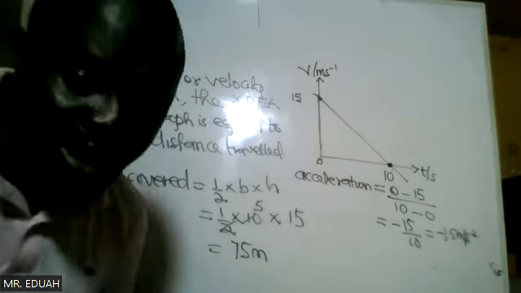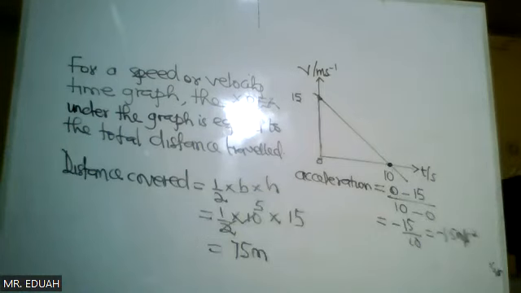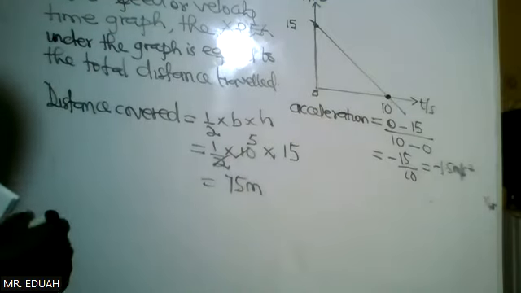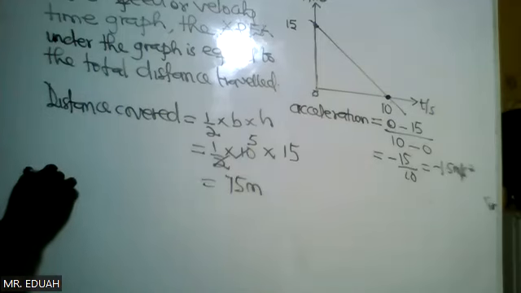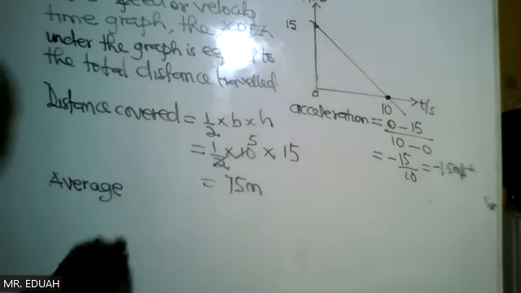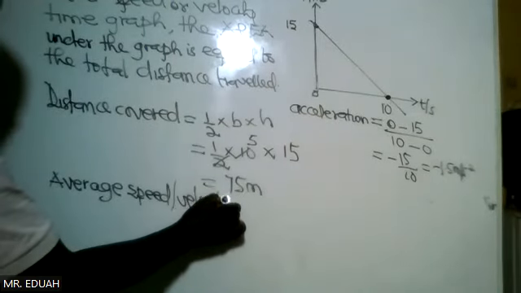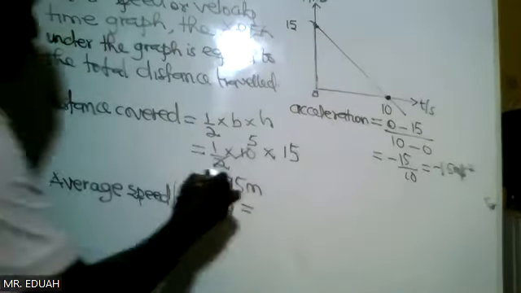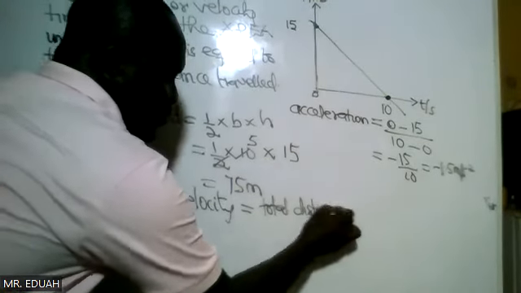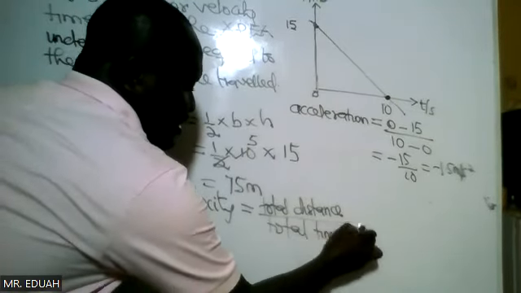Now, D is also correct. Why is D correct? If you have a velocity time graph, the average speed or average velocity for a velocity time graph is equal to total distance traveled over total time taken.